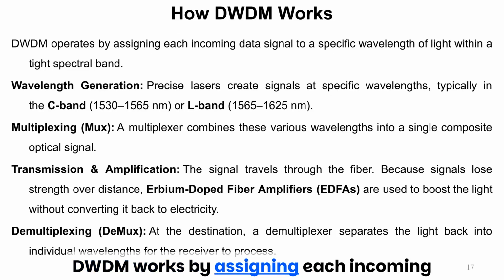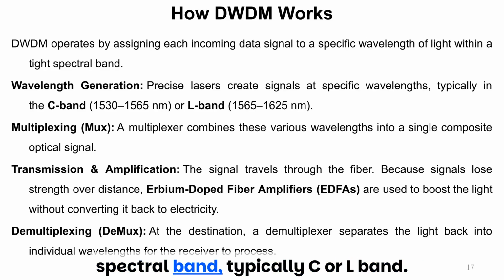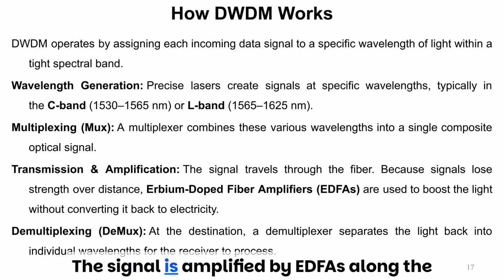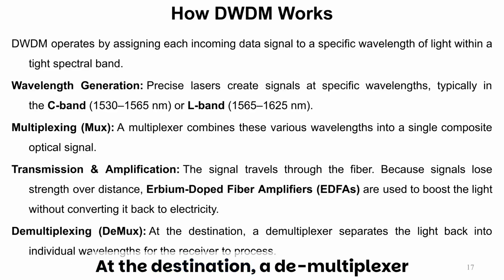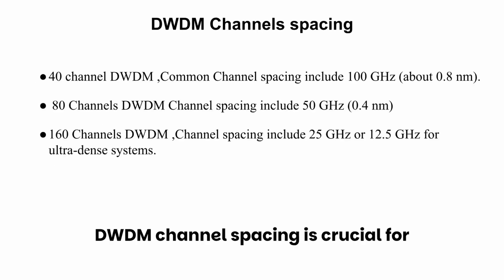DWDM works by assigning each incoming signal to a specific wavelength in a tight spectral band, typically C or L band. A multiplexer combines them into a composite signal. The signal is amplified by EDFAs along the fiber. At the destination, a demultiplexer separates the individual wavelengths for the receivers.